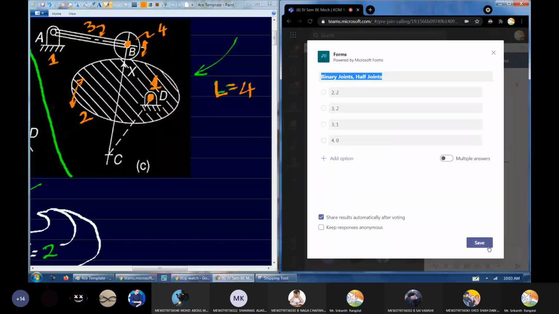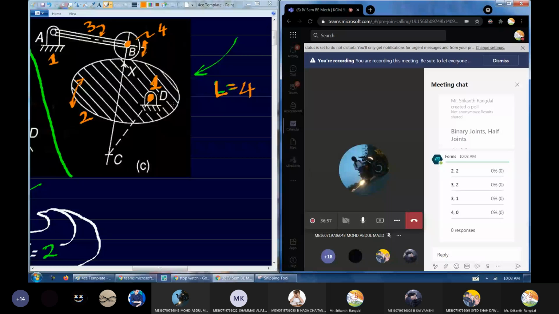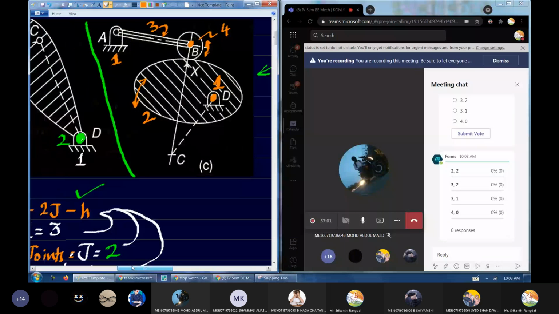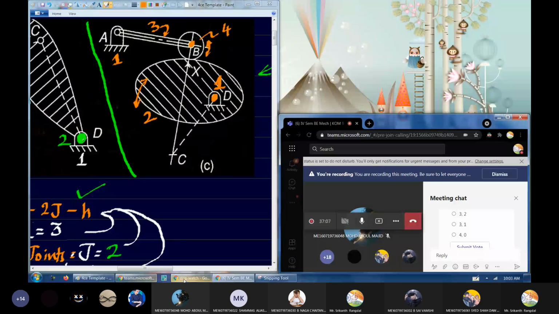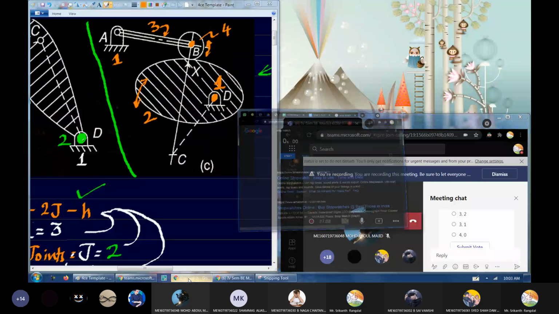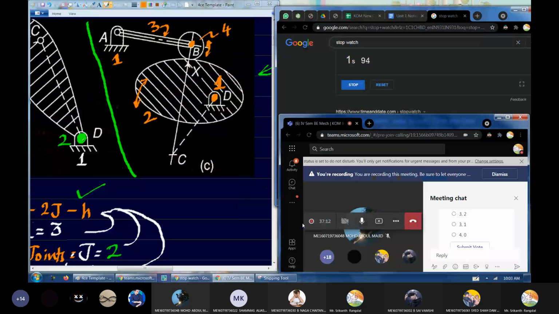Ready? So I'm saving this. Okay, and I'm sending this. So now everyone, please count the number of joints in this and tell me how many joints are there. So once again, I'm just going to put a stopwatch. I'll give you 2 minutes to answer this. Come on.